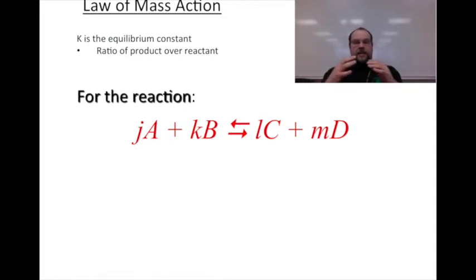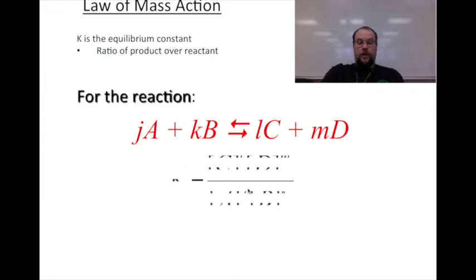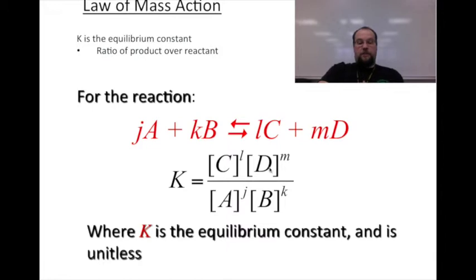Now, K is the ratio of product over reactant. It tells us how much product formed and how much reactant is left at equilibrium, when the reaction is essentially done, or when the forward and reverse reactions are equal. So the way we do it is it's a ratio, products over reactants. Here I have this reaction, and these little lowercase letters are the coefficients. K is just the concentration of my products raised to their coefficients, over the concentration of my reactants raised to those coefficients.